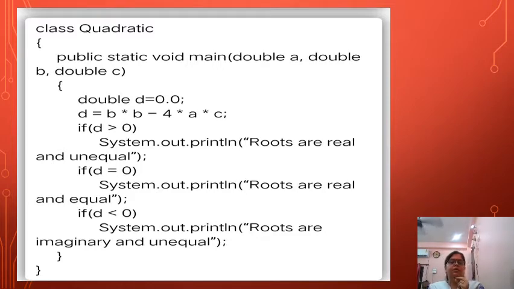Now double d equals 0.0, in which we have to calculate d. First we have calculated d, b into b minus 4 into a into c. It is very simple, 3 if are there, we have just put the formula here, and then we have checked: if d is greater than 0, then roots are real and unequal. If d is equal to 0, then roots are real and equal, and if d is less than 0, then roots are imaginary and unequal.